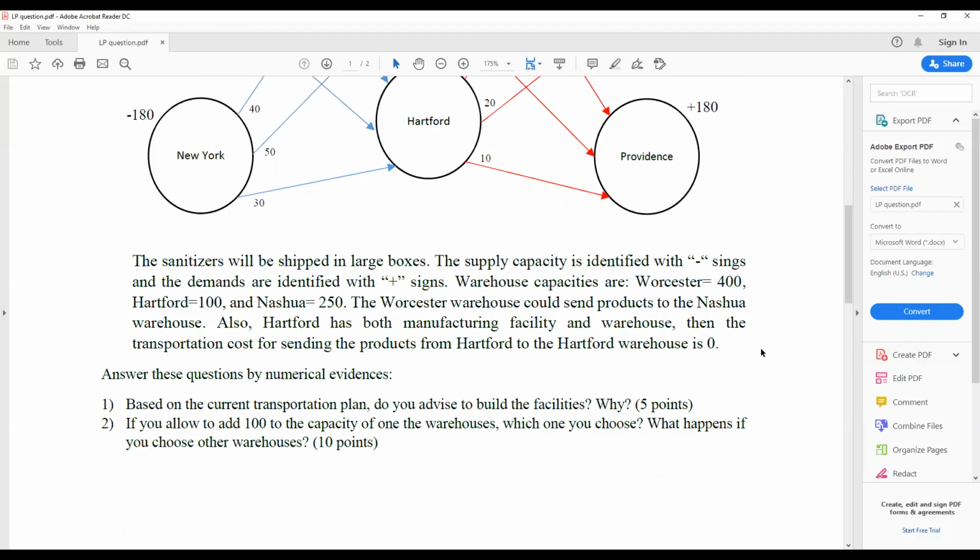Any other questions about both parts of this problem?